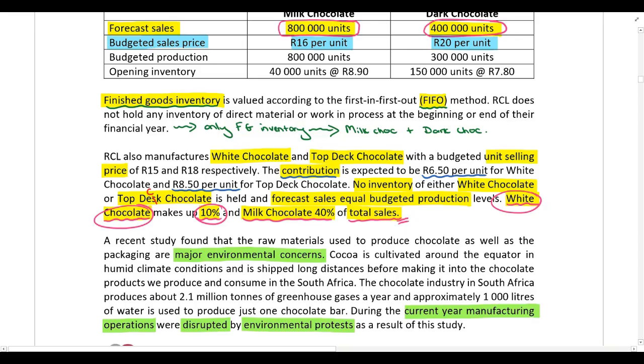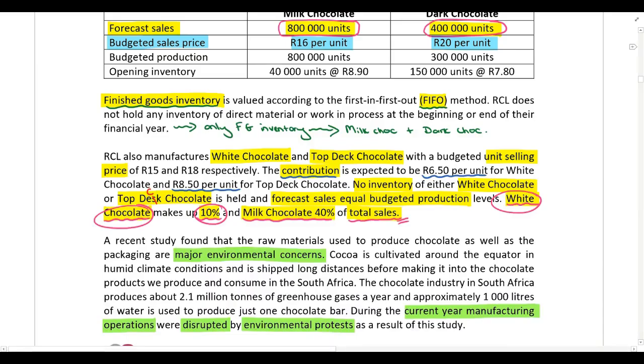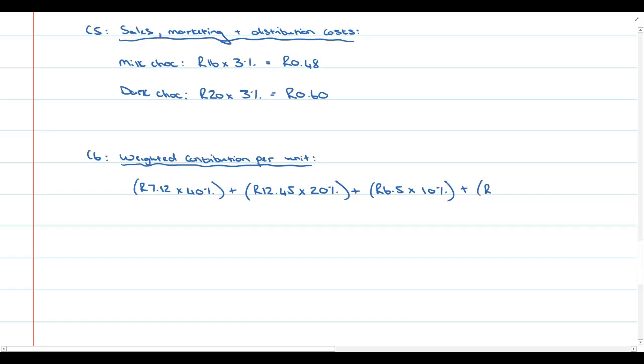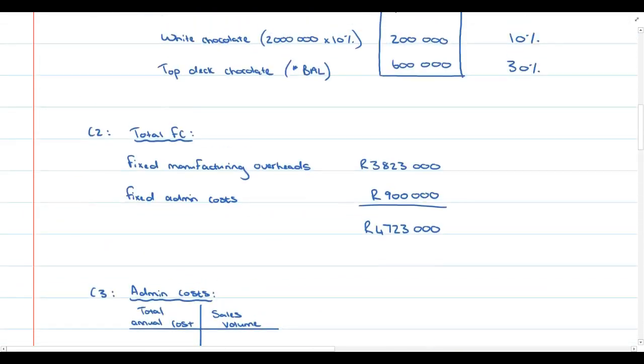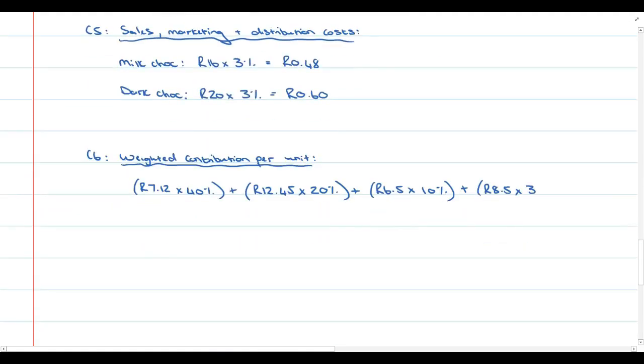For white chocolate, it's R6.50 per unit. And we need to multiply that by 10%. And for top deck, it is R8.50 per unit. And we need to multiply that by 30%. And that will give you the weighted contribution per unit.